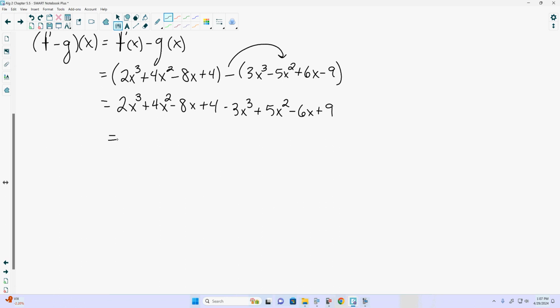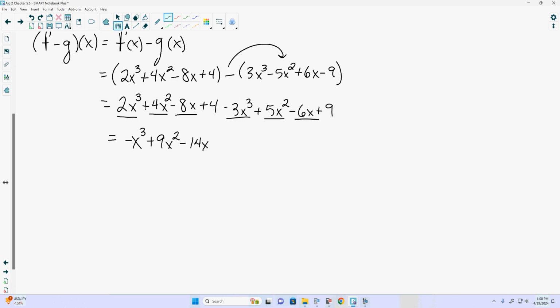And now we're going to combine like terms. So the first one we're looking at is 2x cubed minus 3x cubed. It would be 1x cubed, or x cubed, and it would be negative, because 2 minus 3 would give us negative 1. Then we move on to x squared. 4x squared plus 5x squared is plus 9x squared. Negative 8x minus 6x is negative 14x.